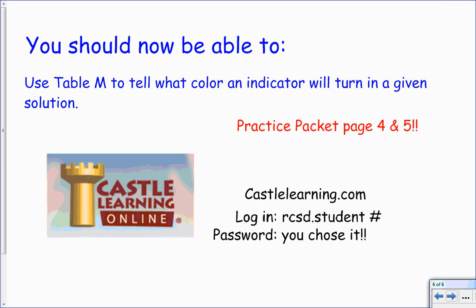Now we know a little bit about indicators. I can do practice pages 4 and 5 in my practice packet. And we need to know that the color change of an indicator lets me know if the solution is an acid or a base. And that's basically why we use them.